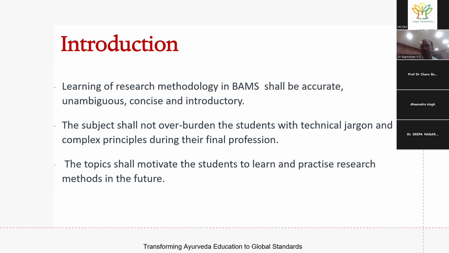The first thing is that it should be accurate. We should introduce the students to all the major terminologies and concepts of research methodology and statistics. While doing that, we should not elaborate too much on complex principles, too many details, and too many terminologies. We should not do it. Whatever we do should be introductory only. So this is the first thing.